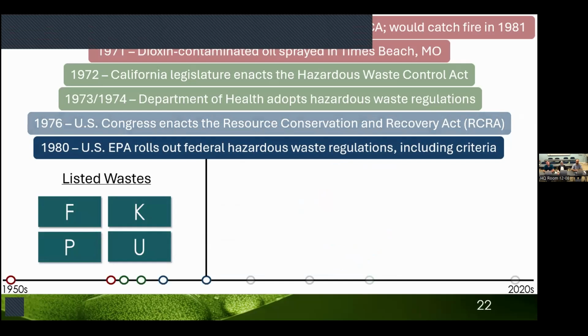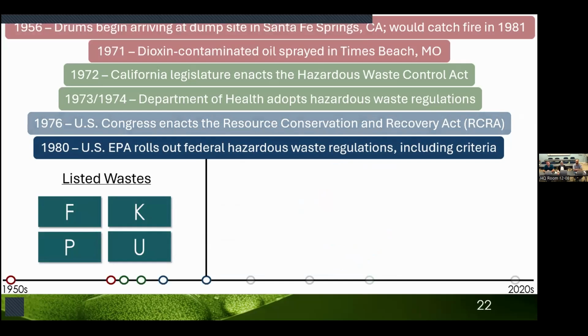There are 4 lists of waste that the US EPA has found to essentially always be hazardous. These are called the F, K, P, and U lists. I'll describe each of those further in a few minutes, but what you can know about them for now is that there are clear guidelines in the regulations for whether a given waste is covered by any of the lists.